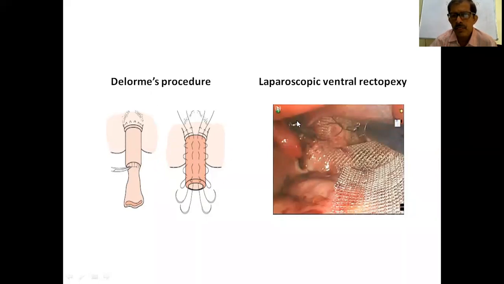Then laparoscopic, of course, this is the mesh. After complete separation of the rectum and sigmoid, they'll put this mesh either anteriorly, here it is ventral, sometimes posteriorly to the sacrum. Either way, they will do it, so that the main aim is that the dissected and separated rectum should not go back down. So this is laparoscopic ventral rectopexy. Okay.